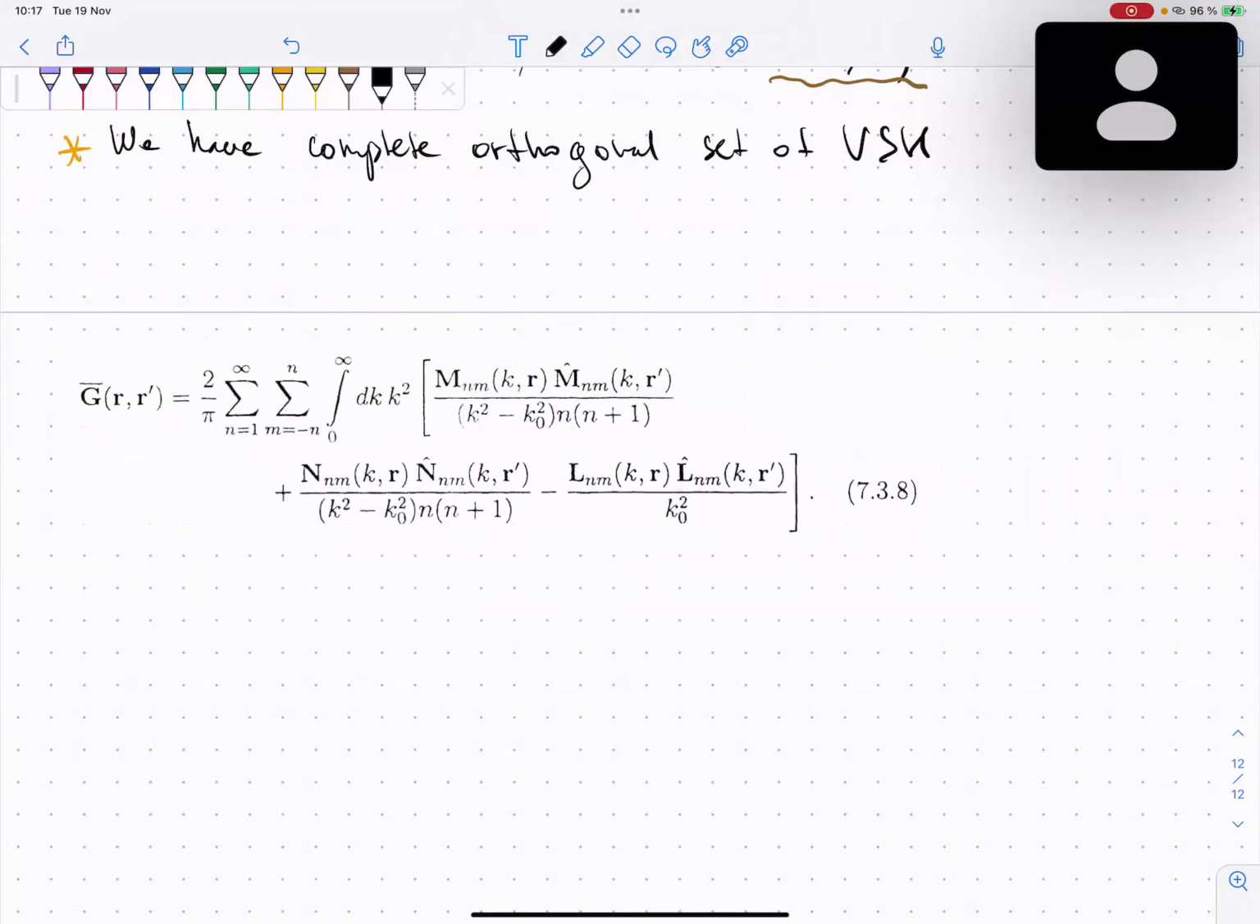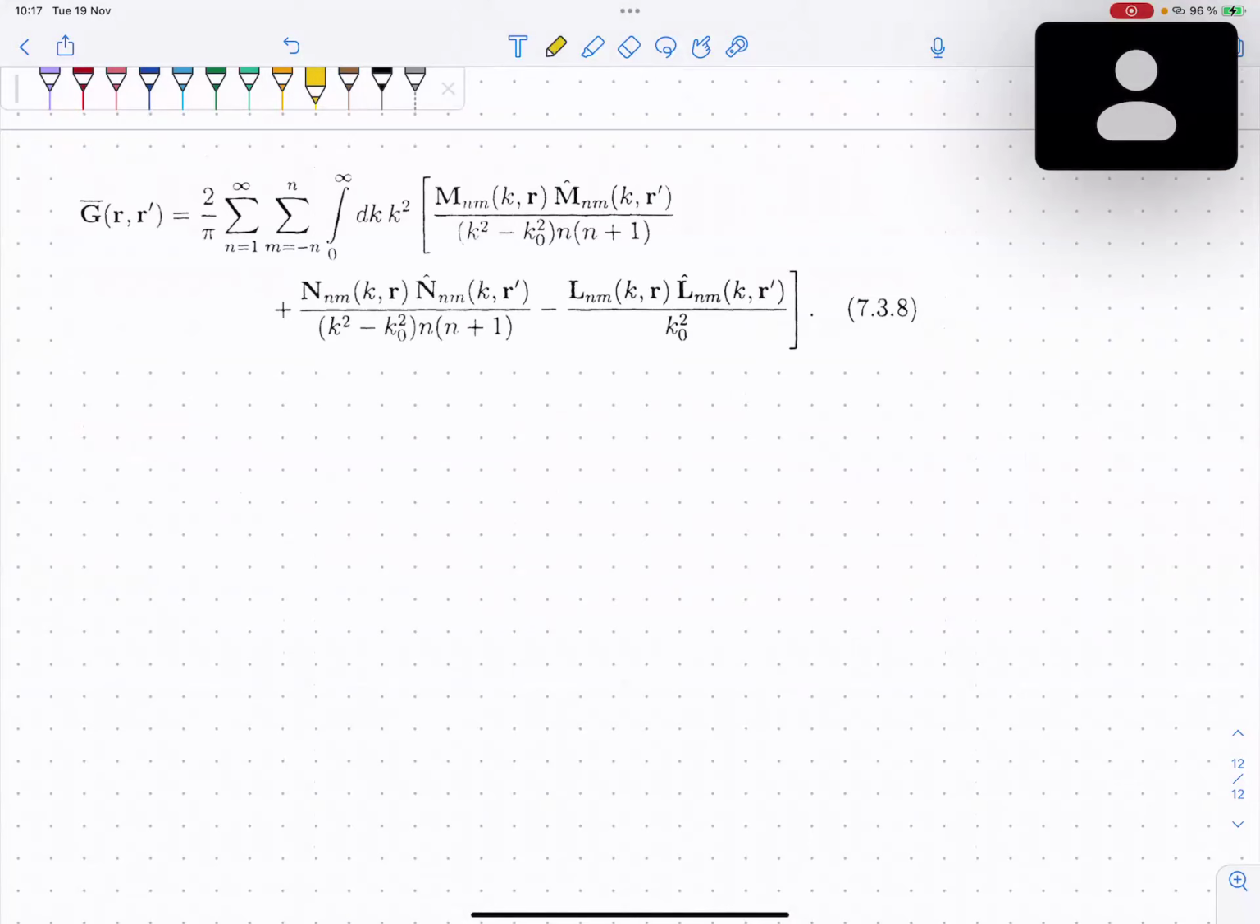And this expression is the following. This is from Waves and Fields in Homogeneous Media by Chu.